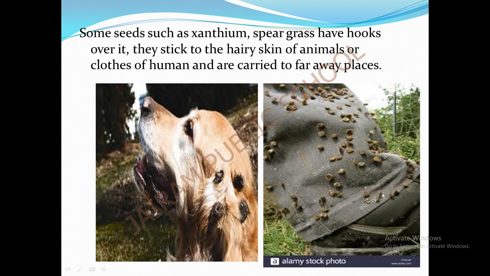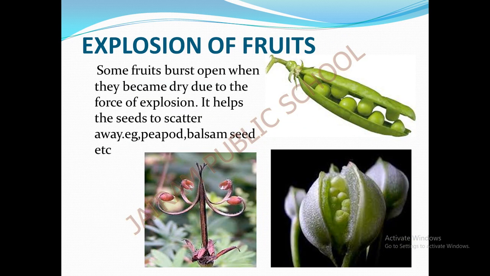Seeds of plants such as xanthium, speargrass and tiger nail have hooks or spines, hook-like or spine-like structures. They stick to the hairy skin of animals or clothes of humans and are carried to far away places. Okay, now are you clear about it? This is also a type of dispersal of seeds. Okay, and the next is explosion of fruits.